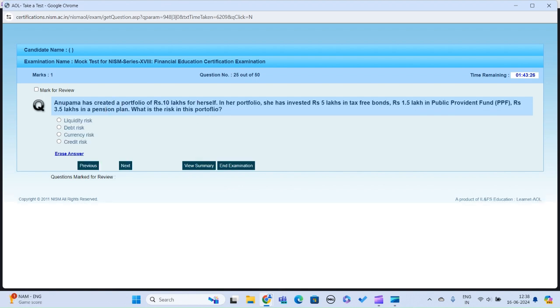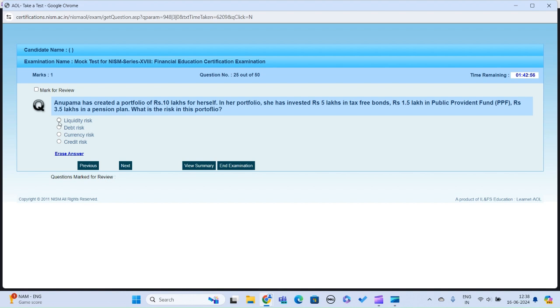So Anupama, this is an interesting question. I found 3 or 4 questions similar to the situation given. Found that in the actual exams also. This is a kind of situation question. She has created a portfolio of 10 lakhs in which she has invested 5 in tax-free bonds, 1.5 in PPF, and 3.5 in a pension plan. What is the risk associated? What do you think? Liquidity risk, debt risk, currency risk, credit risk. Which one should it be?